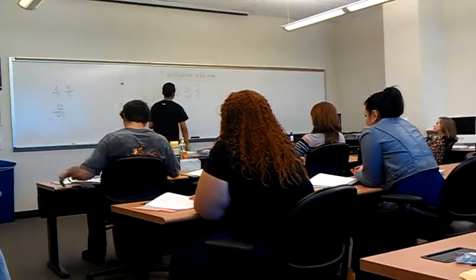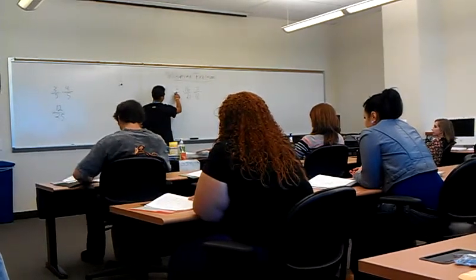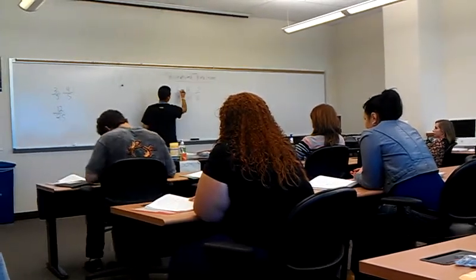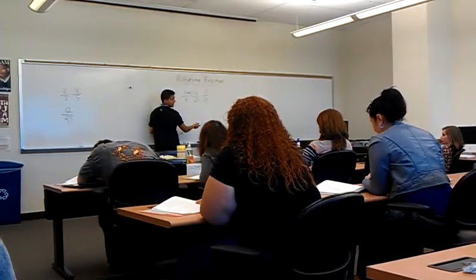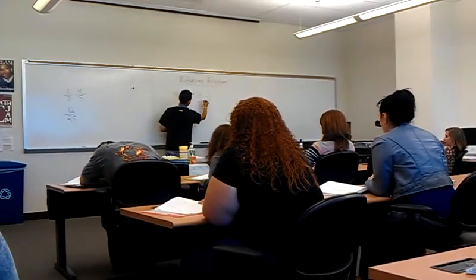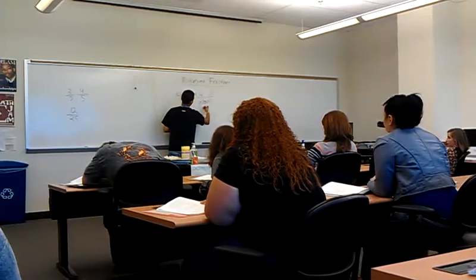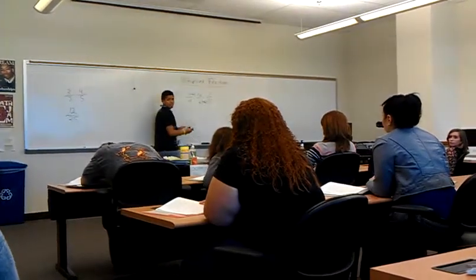Okay. So 3 divided by 3 is 1. And 21 divided by 3 is 7.